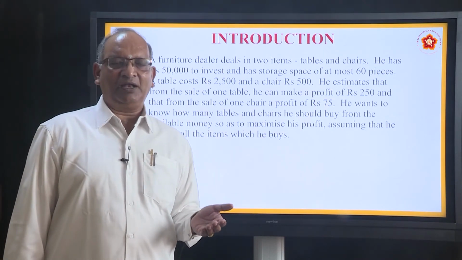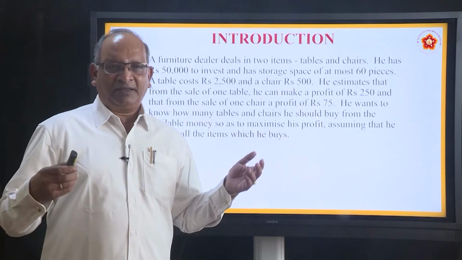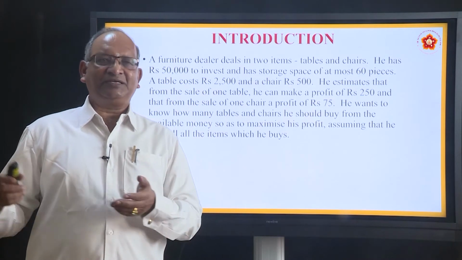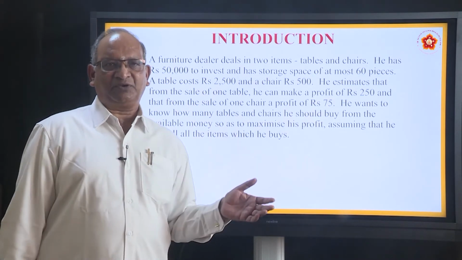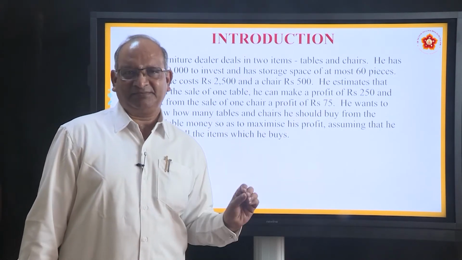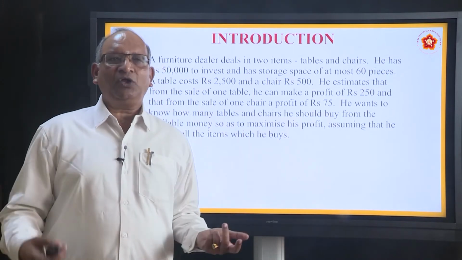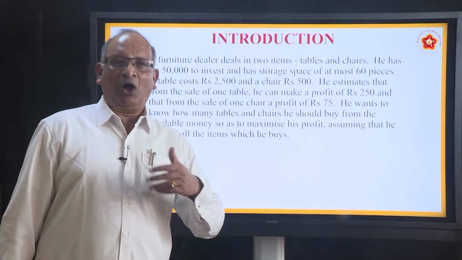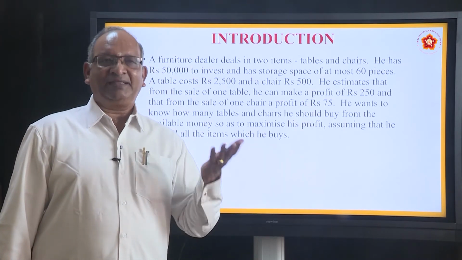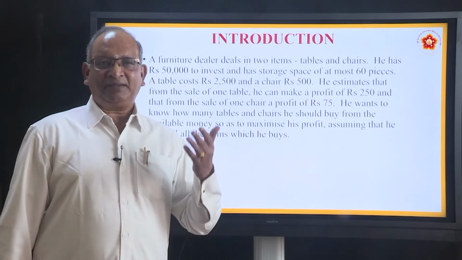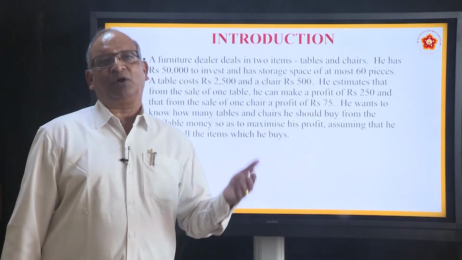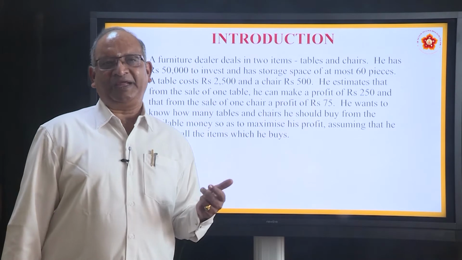So, what is the problem all about? The problem is about a businessman who wants to buy tables and chairs. He has got 50,000 rupees. He has got a storage capacity of 60 items, 60 pieces. He wants to buy, but he does not know how many tables he should purchase, how many chairs he should purchase so that he can have maximum profit. He does not know, and that is what we have to find out. And solving such problems is known as linear programming problems. Okay? Now, let us see how we solve it.